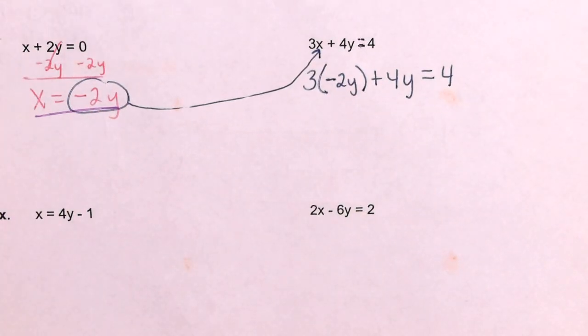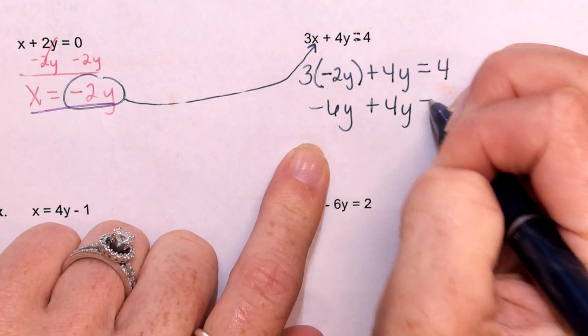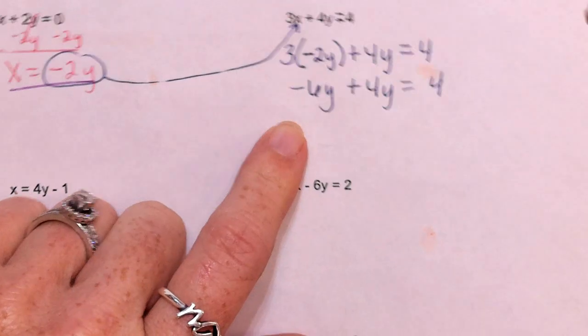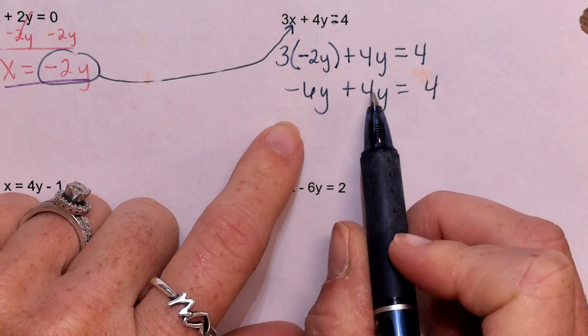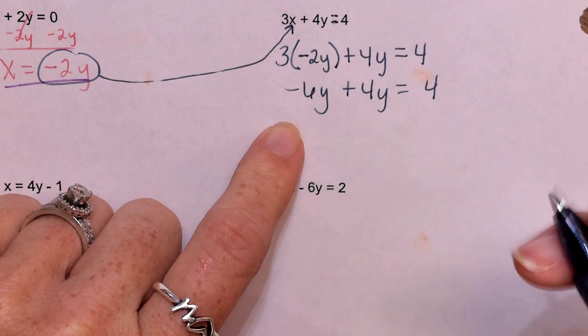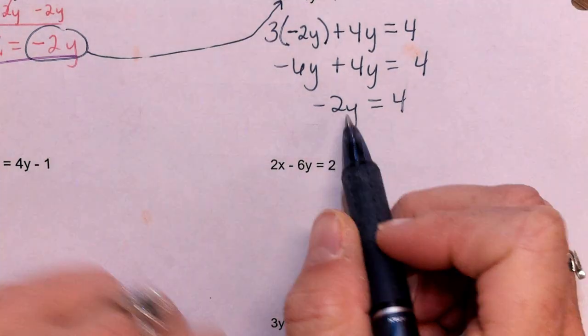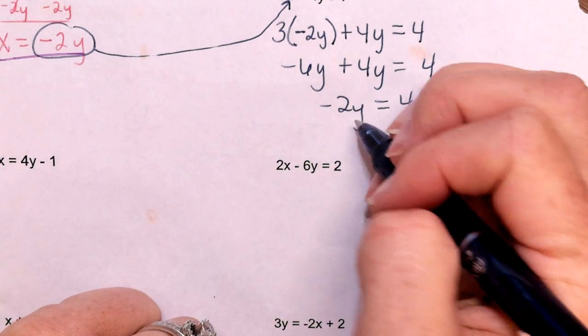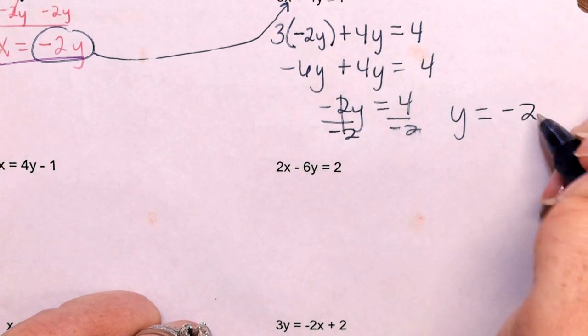I have a lot of daydreaming going on, guys. You do not want to daydream on this lesson. It is a very important lesson. So I have negative 6y plus 4y equals 4. What is negative 6 plus 4? So I have negative 2y equals 4. How do I get rid of the negative 2? Divide both sides by negative 2, and I'm left with y equals negative 2.